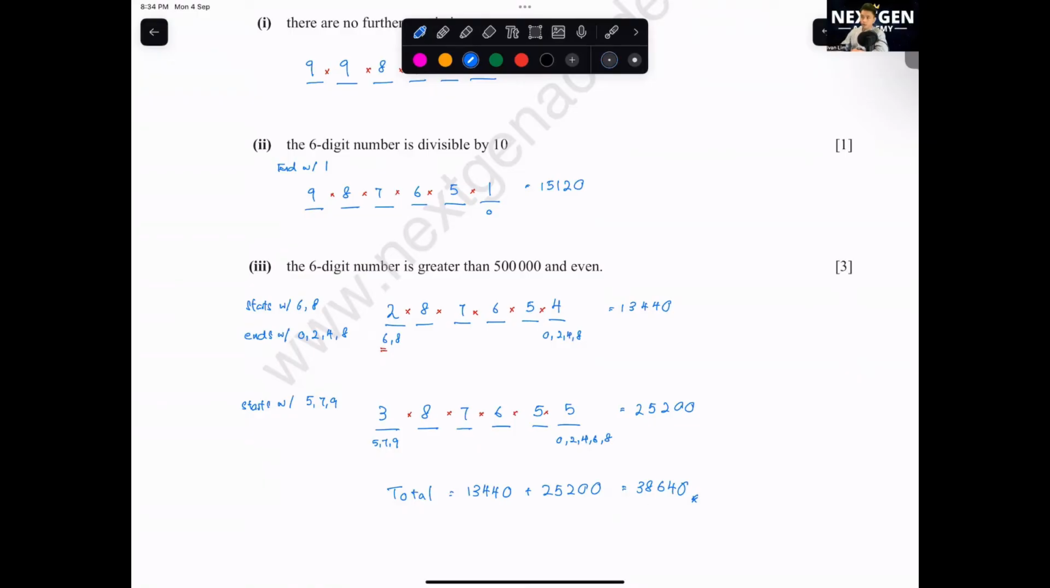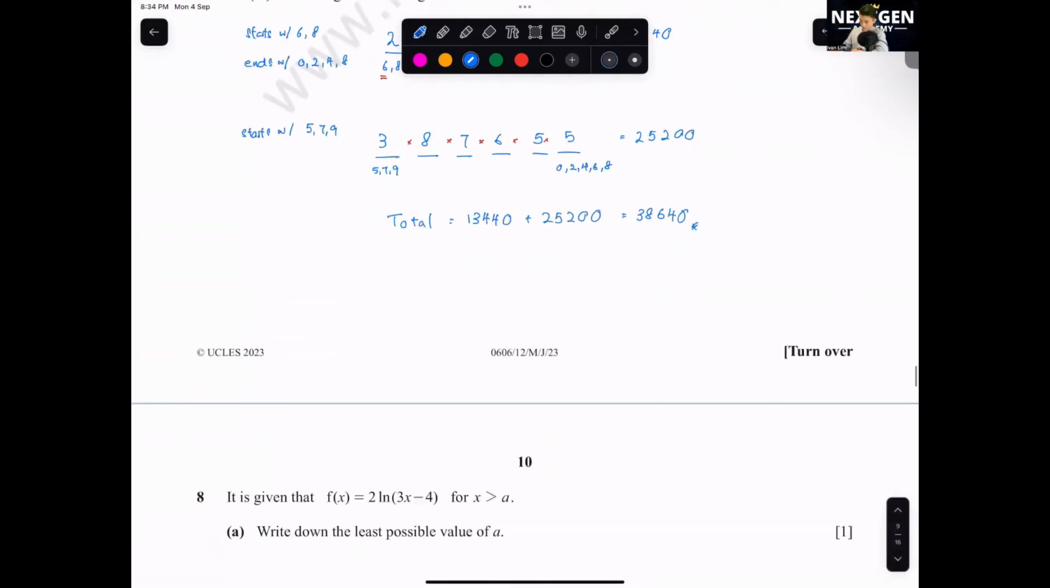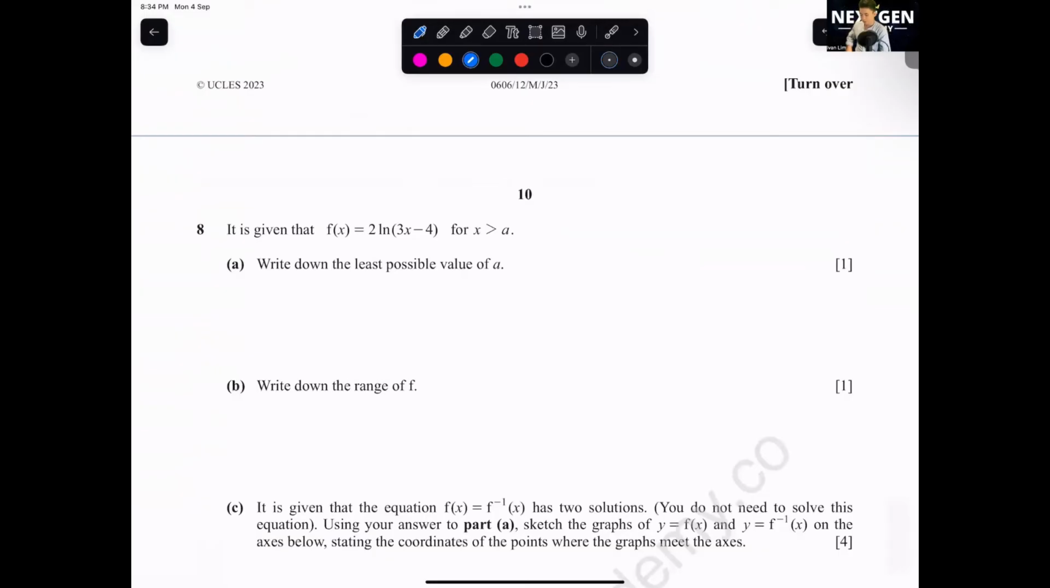All right, let's move on to question 8 right now. It is given f(x) is 2 ln(3x minus 4), x is more than a. Write down the least possible value of a. What's the least possible value? We first have to know that this is a ln graph, like that. What we need to know, the asymptote is at 0.